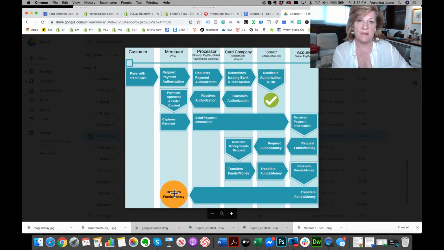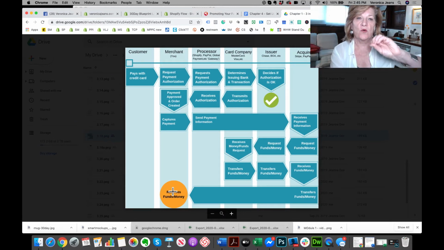It has to make sure the merchant and the processor are making sure that there's actually money, okay? Then it actually receives the payment information. Then it says, hey, I need that money. Then it goes, okay, the money's coming through. Then it receives the money and fund request, and then transfers the money, okay? Then all that money goes through all these steps back to the merchant, which is you.